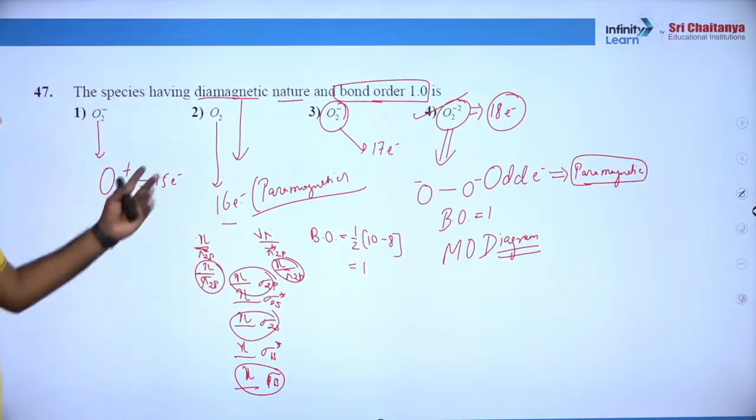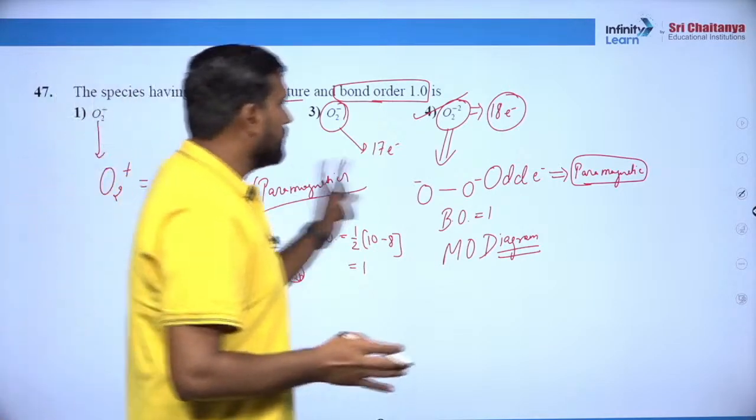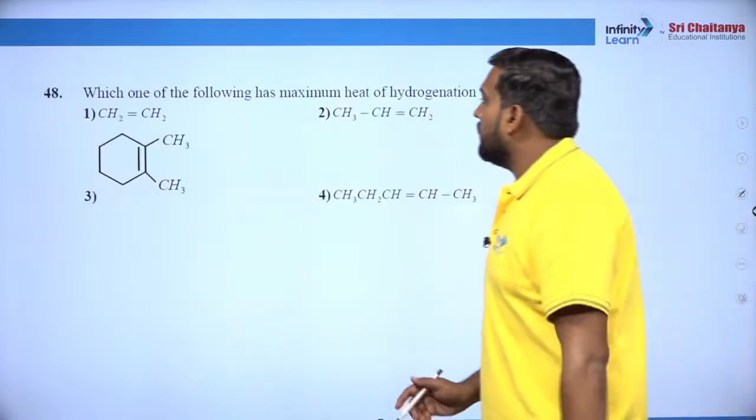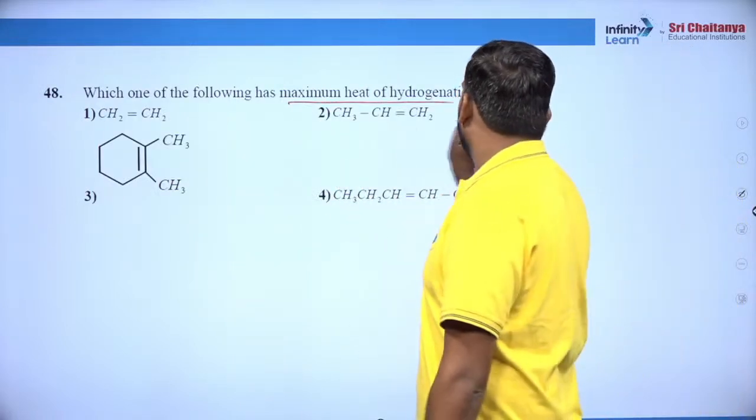So you can solve this question by both methods. There is no issue with any of them. Both of them are correct. Moving to the next question. Which one of the following has a maximum heat of hydrogenation?